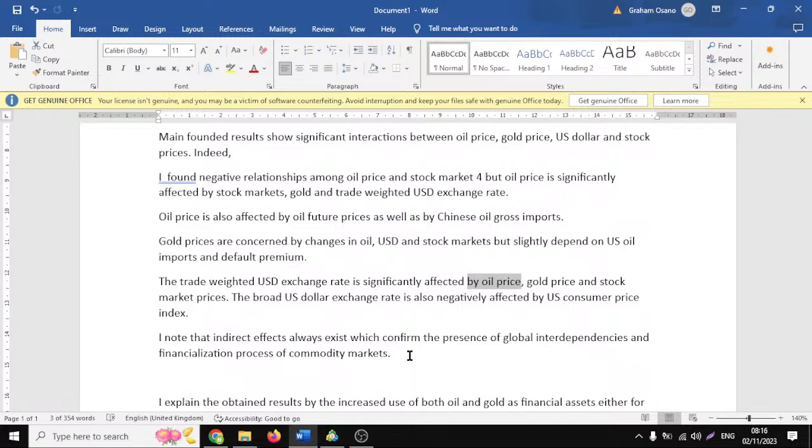I noted that indirect effects always exist, which confirms the presence of global interdependency and the financialization process of commodity markets. What this means is that at any given point, nothing acts in seclusion. Everything acts as a whole, in a holistic manner. The price of the dollar depends on the price of oil, the price of oil depends on the price of gold, and everything is interconnected. So when a meeting, release, or news affects one thing, chances are high that it will affect other closely connected things. Is that clear?